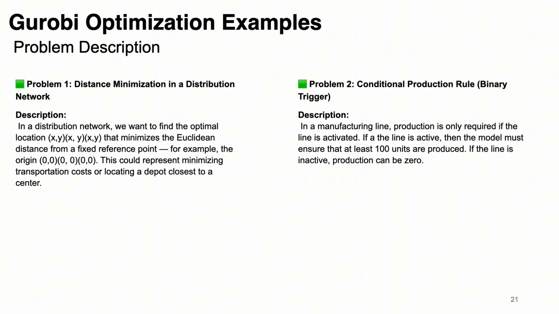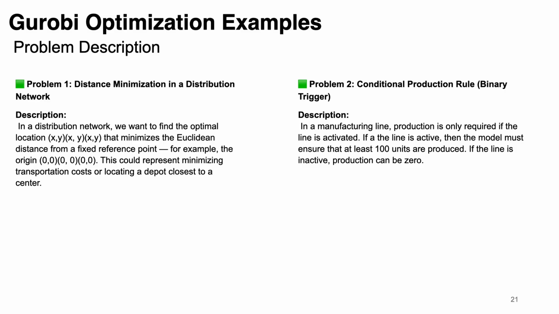We are now moving into practical applications. In this section, we will look at 5 distinct optimization examples to see how real-world problems are formulated in Gurobi. Problem 1 focuses on distance minimization in a distribution network. Imagine we need to find the optimal location defined by coordinates x and y that minimizes the Euclidean distance from a fixed reference point, like the origin 0, 0. This is a classic supply chain problem for locating a depot.